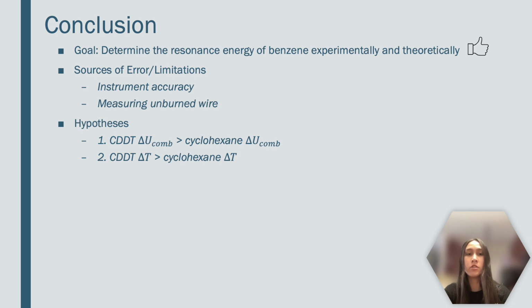One source of error could be the instrument accuracy. For example, the temperature probe only reads to 0.001 degrees Celsius, the scale only read to 0.0001 grams, and the ruler only read to 0.1 centimeters. Therefore, each measurement has a certain amount of error.